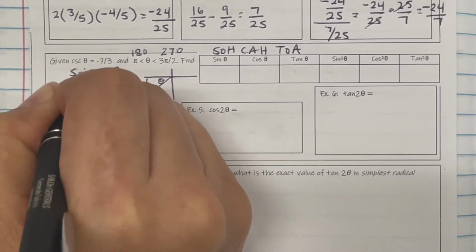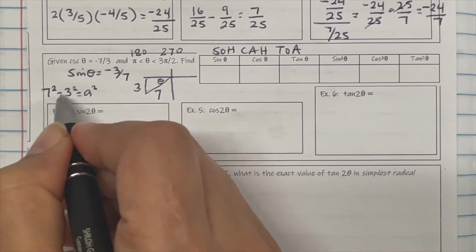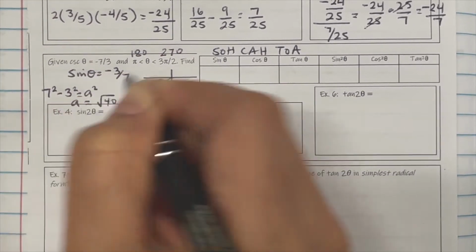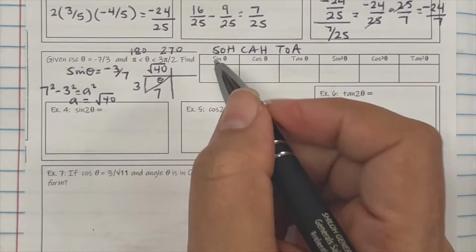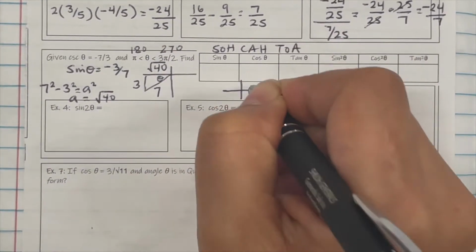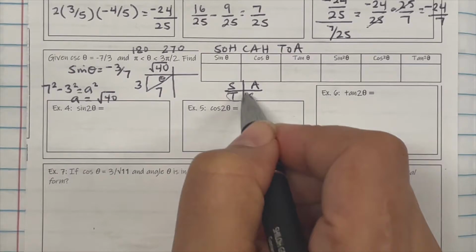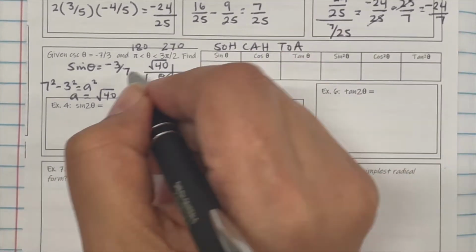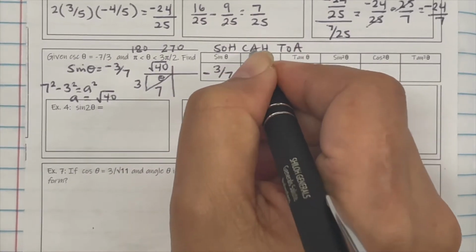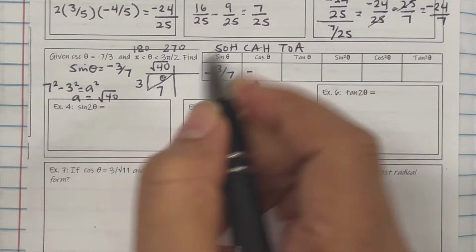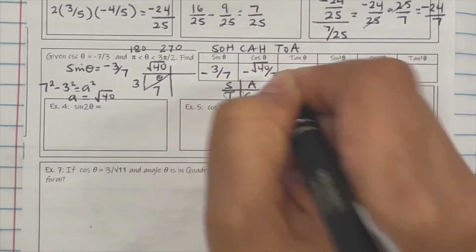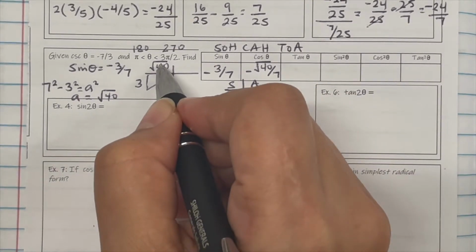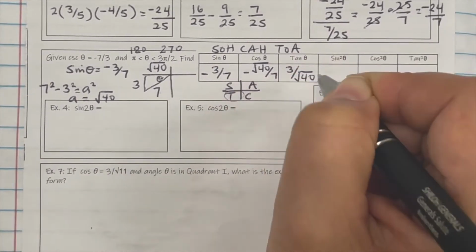We're going to use the Pythagorean theorem to find the missing side. We're given the longest, so we subtract the shortest squared from the longest squared. That gives us the square root of 40. Now we're going to use that to label everything else. All students take calculus, so we're in the third quadrant. Only tan is positive. Everything else is negative, so sine and cosine are negative. Let's start with sine. We already have that. Cosine is a over h, negative radical 40 over 7. Tan is o over a, 3 over radical 40.